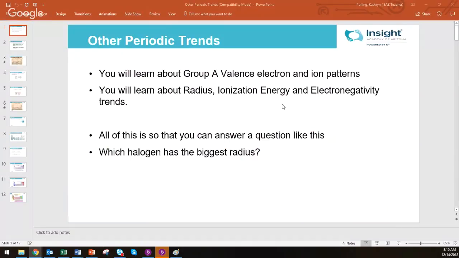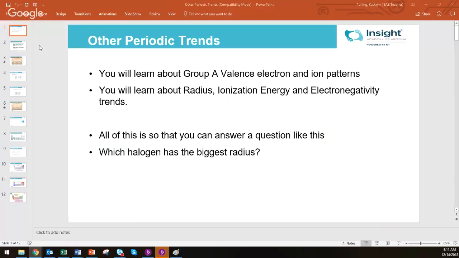All right, so we got all of the different groups classified on the periodic table. Now I want to focus in on some more whole table trends and patterns. So we're going to talk about group A labeling, and then there's a valence electron and ion pattern associated with them. And then there's a pattern related to radius, ionization energy, and electronegativity. So once we get through all these, you'd be able to answer a question like this one down at the bottom. Which halogen has the biggest radius?